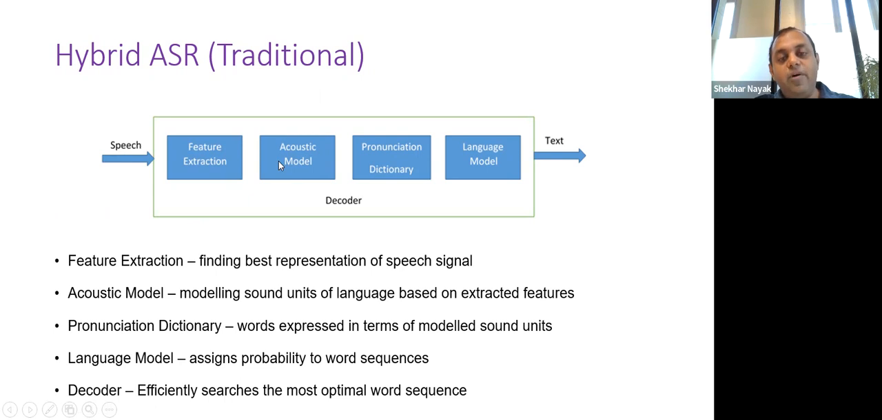So there is an acoustic modeling part in the traditional speech recognition system. Then there is a pronunciation dictionary where you express the words in terms of phonemes or basic sound units. And then you have a language model which will assign probability to the word sequences. And then you have a decoder which will search for the most optimal word sequence to produce the text from speech. So this is the traditional speech recognition pipeline.